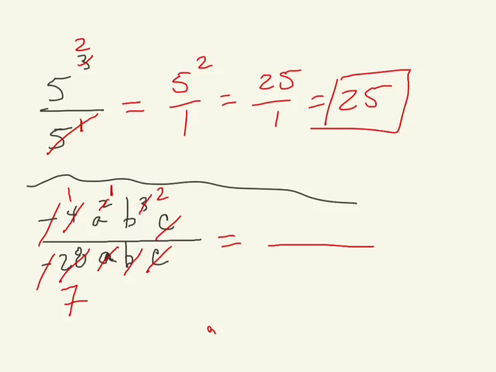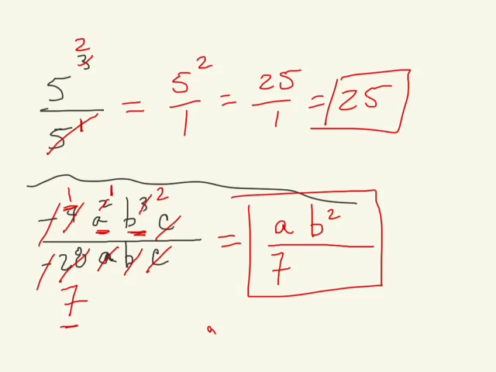So up top you have a 1 right here. We don't have to put that. You have an a to the first, which you just put as a. You have a b squared. Down below you have a 7. And it looks like everything else canceled down below, so you're left with that answer right there.